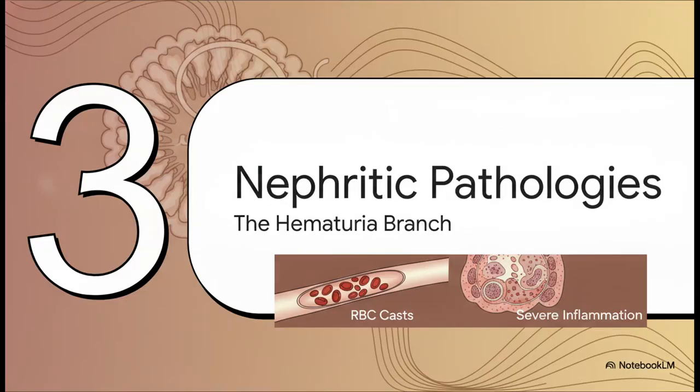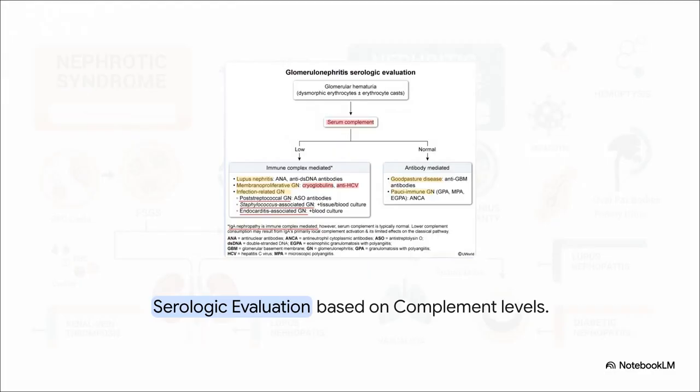Section 3. Classic nephritic syndrome pathologies. The hematuria branch. When evaluating glomerulonephritis, serum complement levels are a huge clue. Low complement means heavy immune complex consumption. Think lupus, post-streptococcal GN, or endocarditis. Normal complement points you toward IgA nephropathy or pauci-immune vasculitis.